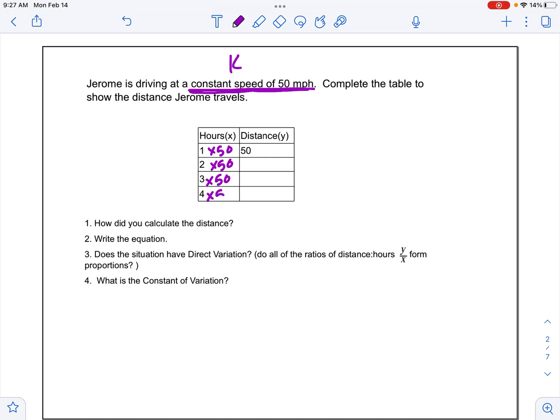So we're going to fill out this table. The first answer is 50, 100, 150, and 200. The first question says, how did you calculate the distance? Well, I multiplied miles by 50 because that k value is 50. Because my k value is 50 and I know the equation that I'm looking for is y equals kx, I'm just going to put that 50 in here, and there's my equation.